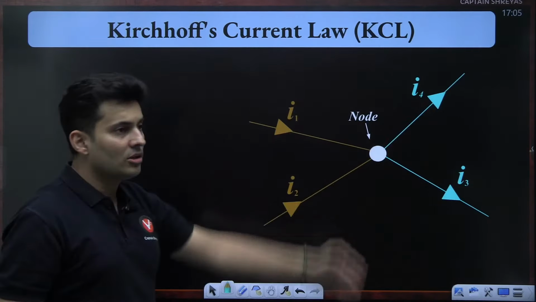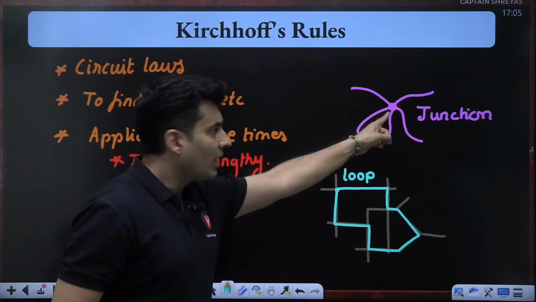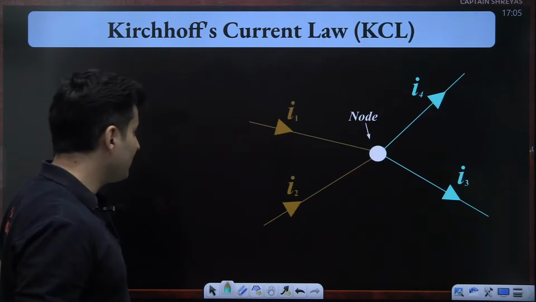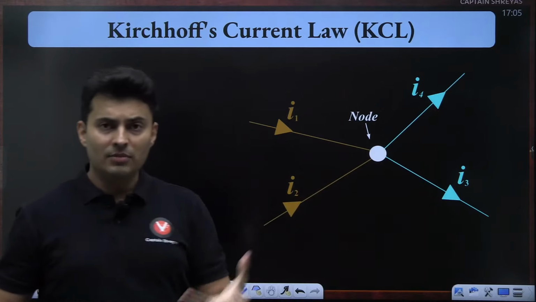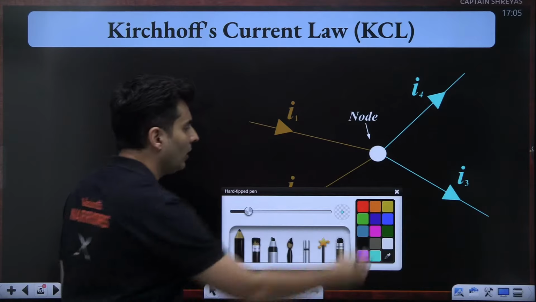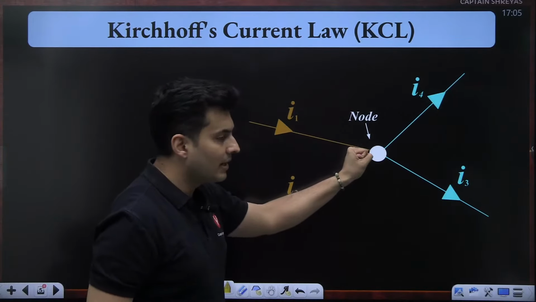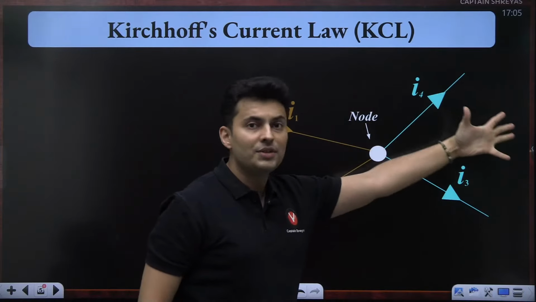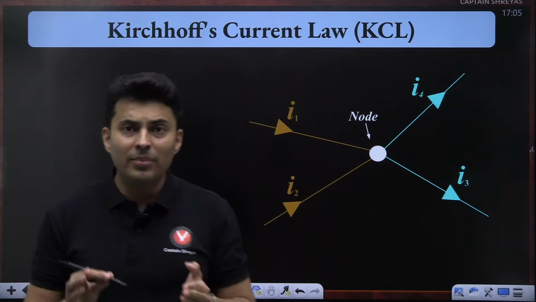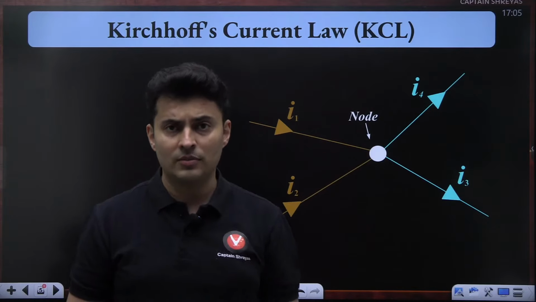So the first one is also called the junction law because it is applicable at a node or a junction. Node means a point of connection. Junction means a point of connection of multiple wires. And this particular law states that whatever current enters inside a node will also be the current which will exit out. This is a simple fact based on the law of conservation of charge.